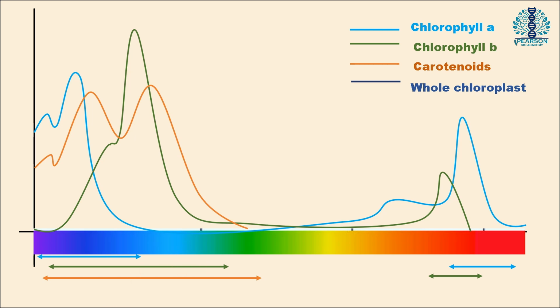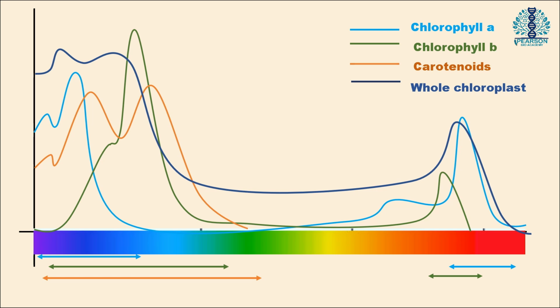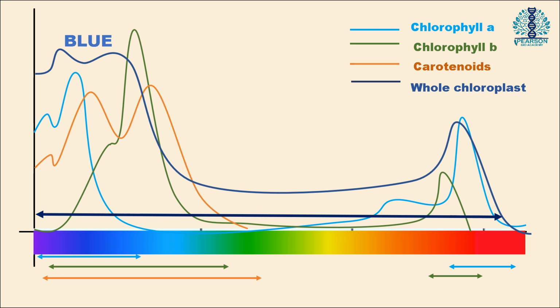And when we look at all pigments together in plants, we get a broad absorption spectrum covering a wide range of light. So this combined spectrum ensures there is no point where their absorption drops to zero. So each pigment absorbs light in its own way, but together they cover almost the entire light spectrum that plants receive, especially in the blue and red regions, maximizing the light energy available for photosynthesis.